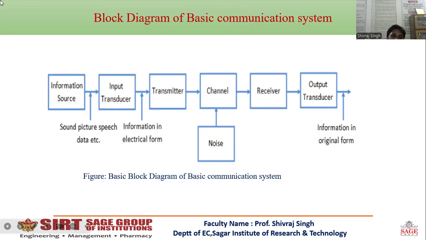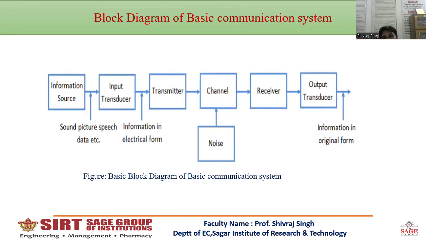Next block represents the transmitter section. A transmitter is an electronic device which transmits the information. Next, the channel. The channel is basically the physical path through which our information or message is conveyed from transmitter to receiver. Next block is the receiver. A receiver is an electronic device which receives the information or data through the channel. And next is the output transducer.